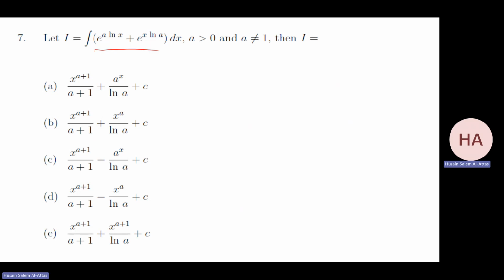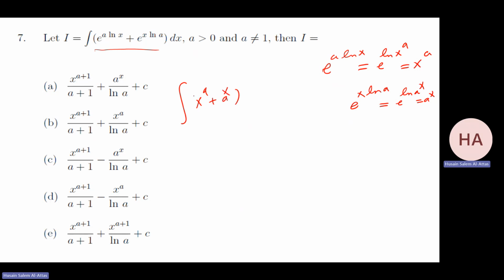Okay, this before I go to the one from the book, which I will do later. You need to rewrite this, and actually it's not related to 5.7, but yeah, I add it here. You notice e to the power a ln x will be e to the power ln x to the power a, which is x to the power a. e to the power x ln a will be e to the power ln a to the power x, which is a to the power x. So this integral is actually x to the power a plus a to the power x. And this is x to the power a plus 1 over a plus 1, and this is a to the power x over ln a plus C.